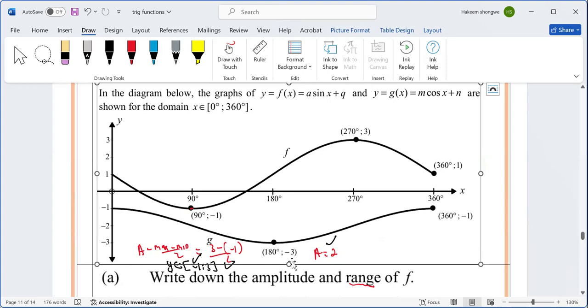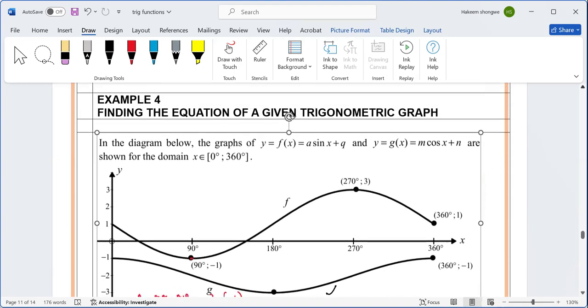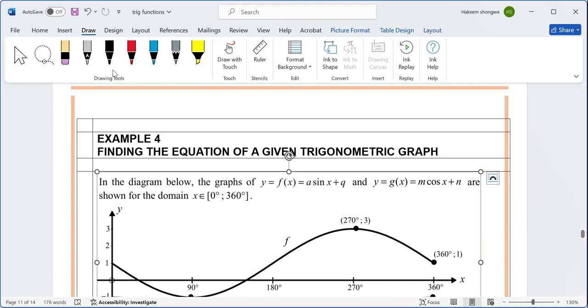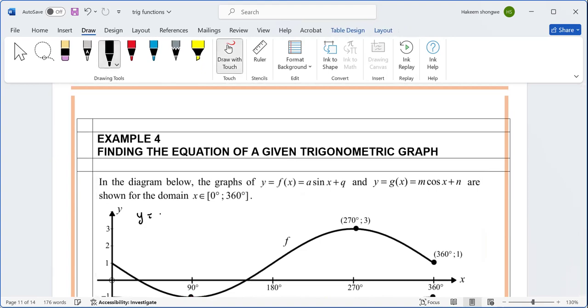I'm going to show you a method that we can use to get a and q. So we're going to use the points here. We have 90 and -1, and then we have 270 and 3. So we can use this to our advantage. Here's what we're going to tell them: we have y, which is given as a sine of x plus q. And then we're going to substitute this point. The point says we have -1, which is going to be equal to a sine of x, which is 90, plus q. And then you can write this. What is sine 90? Go to your calculator.